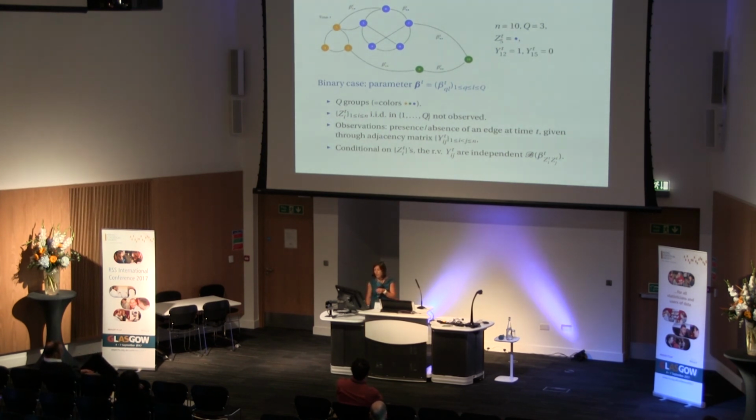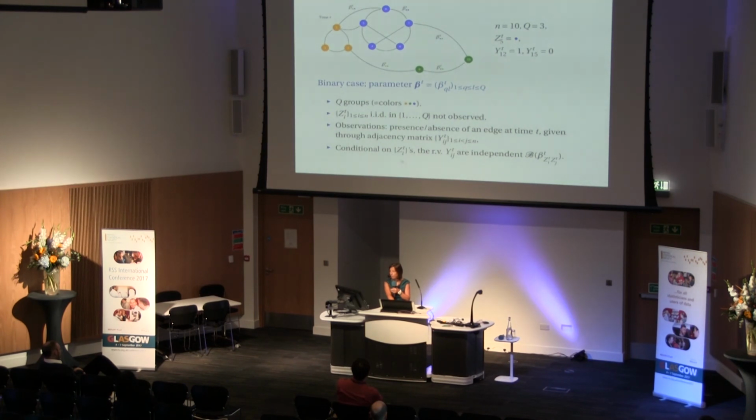And what you observe is presence or absence of an edge at time t. We are in the binary case for now. And you assume that this is given through an adjacency matrix Yijt. So it's full of 0 or 1, telling you whether node i interacts with node j at time t. And in the stochastic block model, that's very simple.